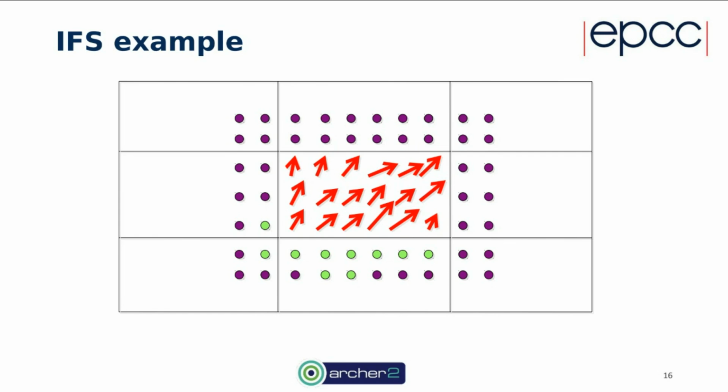So by going to a hybrid solution, if these subdomains are owned by threads rather than processes, then the thread computing the middle domain here can just go and read the green values and not touch the purple ones at all.